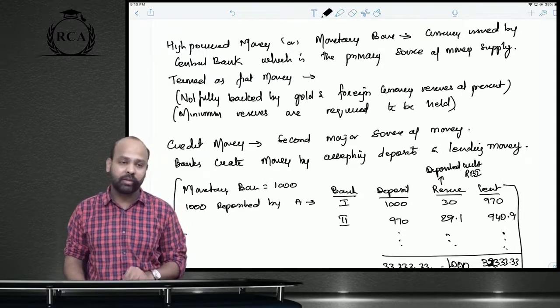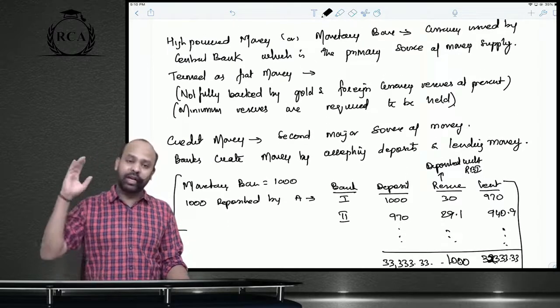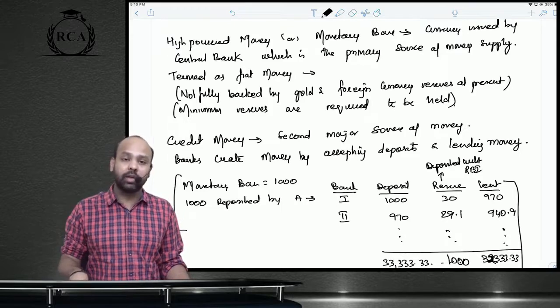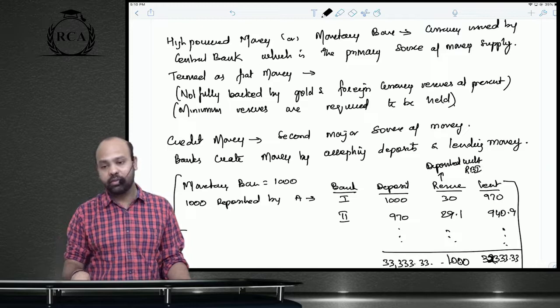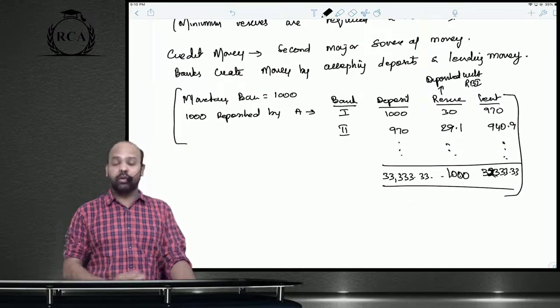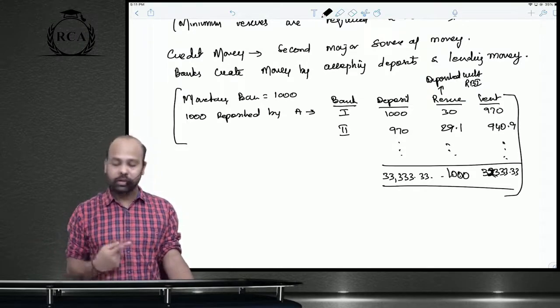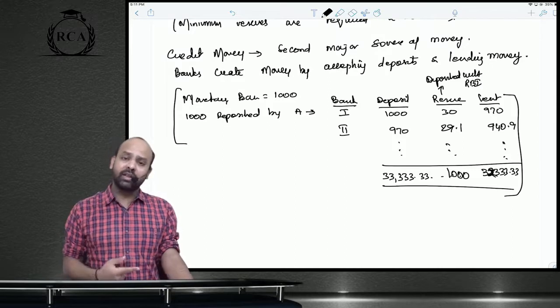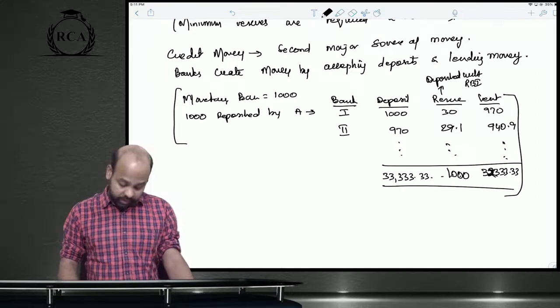Primary source of money supply is termed as fiat money. Earlier, in the 1900s, it used to be fully backed by gold and foreign exchange reserves. But we do not have the Gold Standard anymore, so only minimum reserves are required to be kept. In credit money, as I told you, because of the deposits and lending and the minimum required ratio, there is a multiplier effect that is created, which we will learn as part of the credit multiplier.